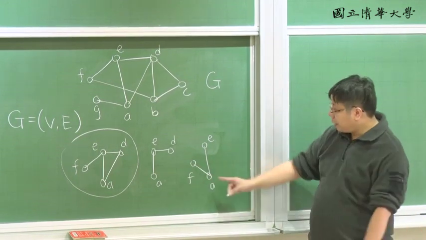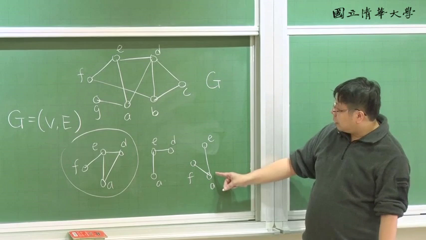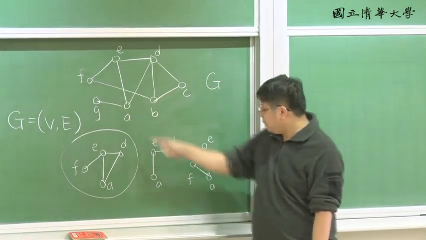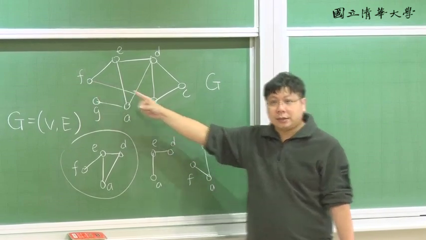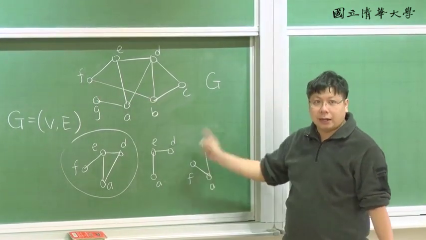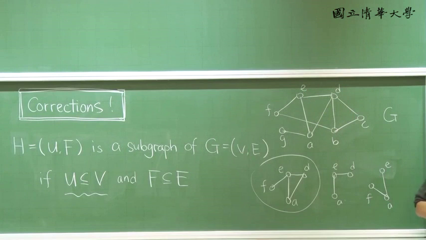Okay? And finally, if you look at this graph, you have AE. You have AF here, but you don't have AF in G. Is that okay? Now this is a problem. So this is not even a subgraph of G. Okay, so this is the definition.